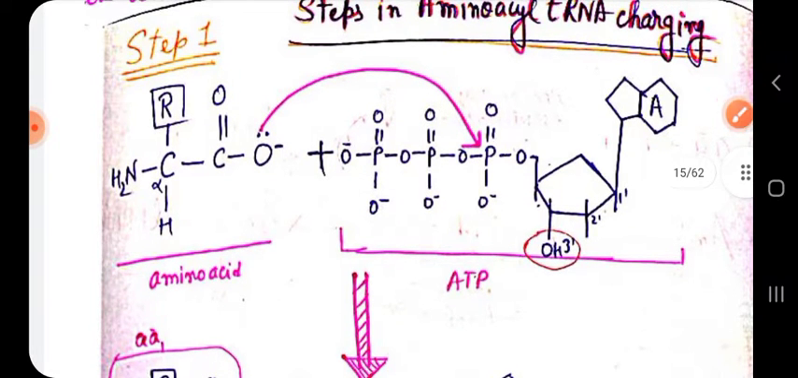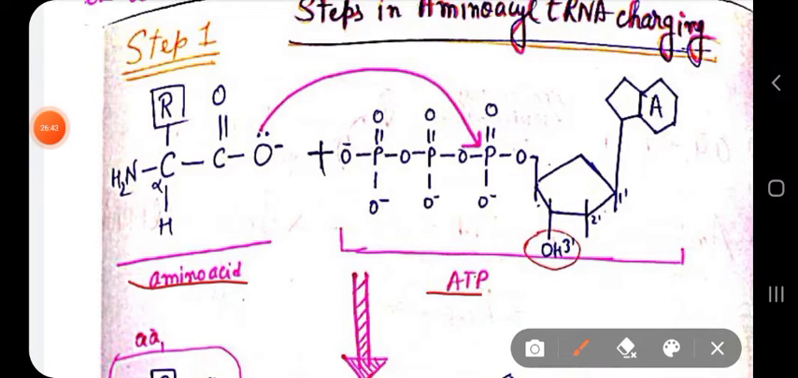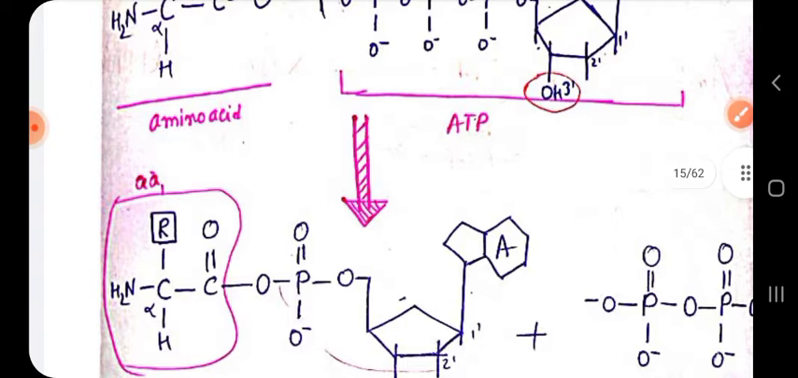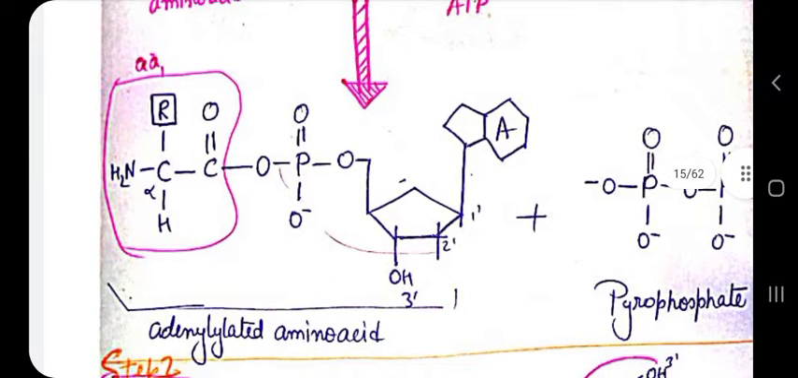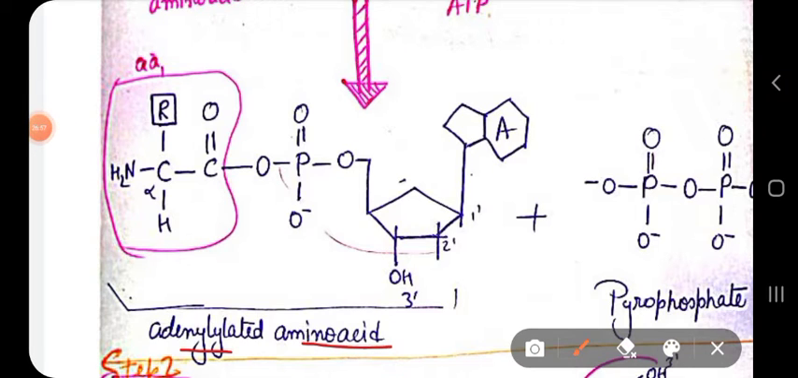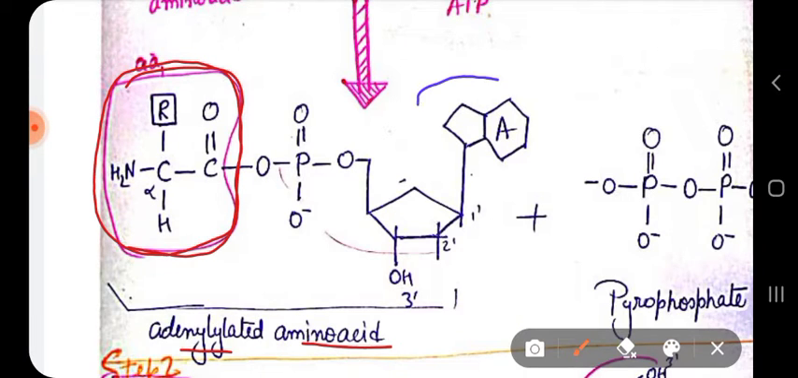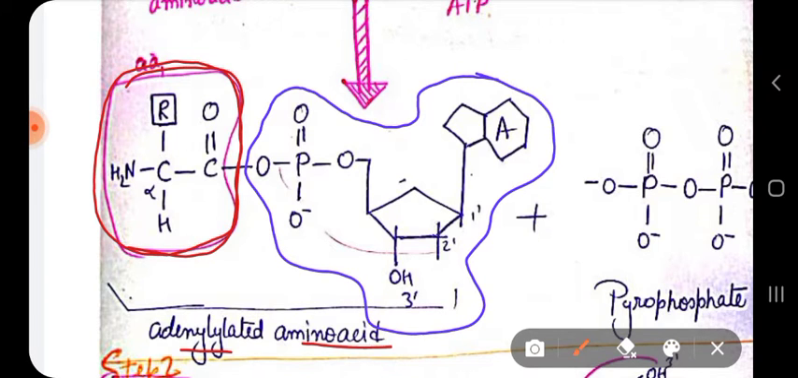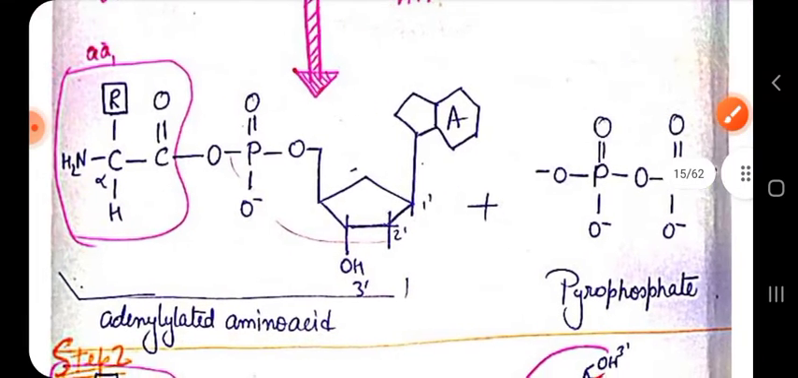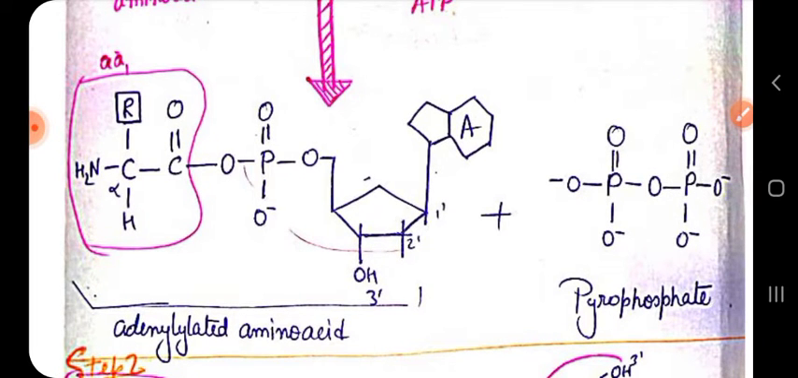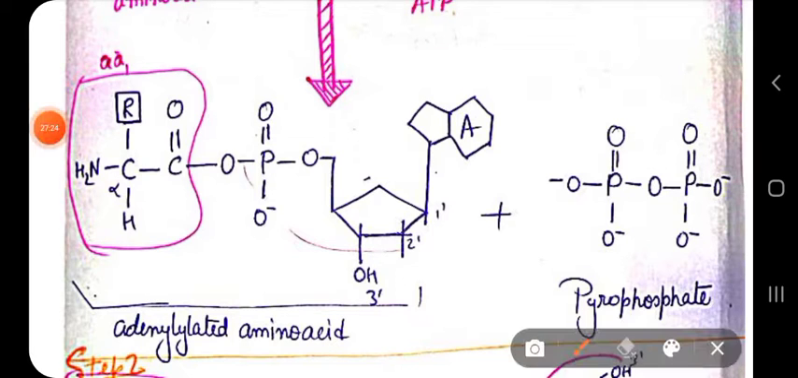In the first step, known as adenylation, the amino acid reacts with ATP with the release of phosphate and becomes an adenylated amino acid. You can see the amino acid now attached with the molecule of AMP, and the two phosphates of that ATP have been released in the form of pyrophosphate, as you can see in this diagram. So this is the first step, where we prepare the adenylated amino acid.